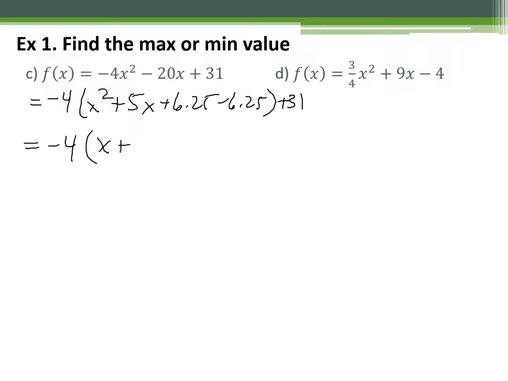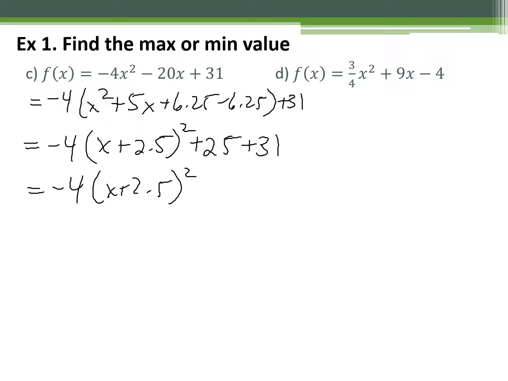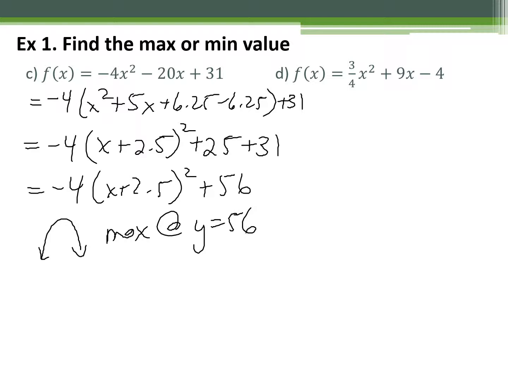So x plus whatever the half value was, 2.5, all squared. When that negative 6.25 exits the brackets, make sure you multiply it by negative 4, which is going to give you 25, plus 31. And we have negative 4 times x plus 2.5 squared plus 56. Based off my a value, negative 4, it opens down, which means it makes a max at y equals 56.